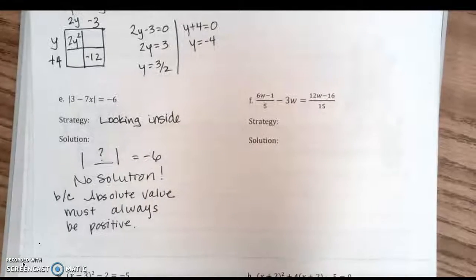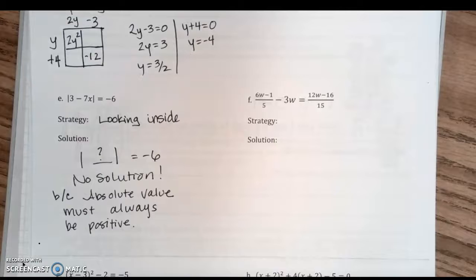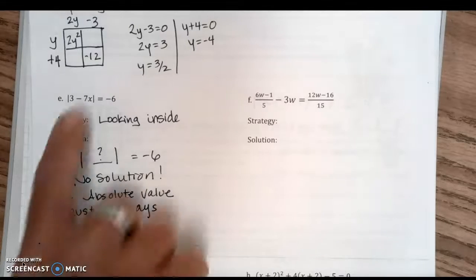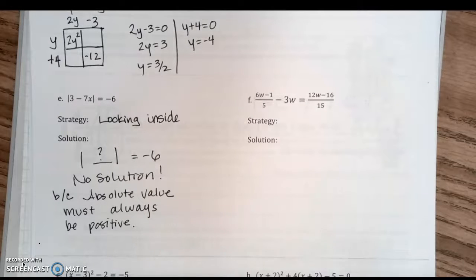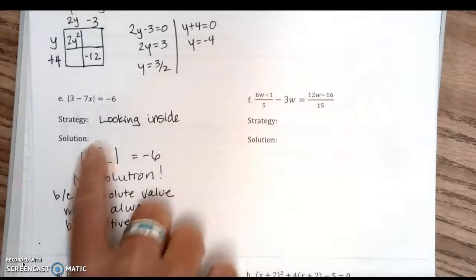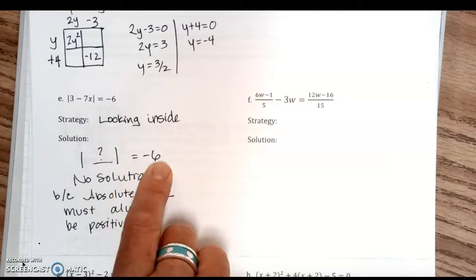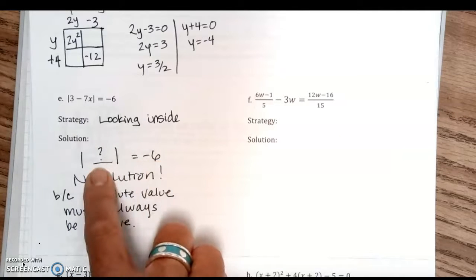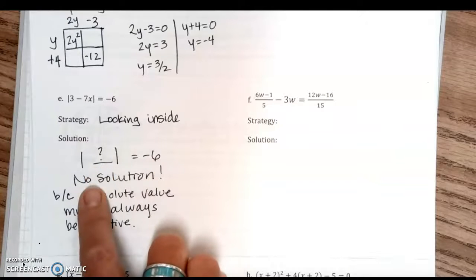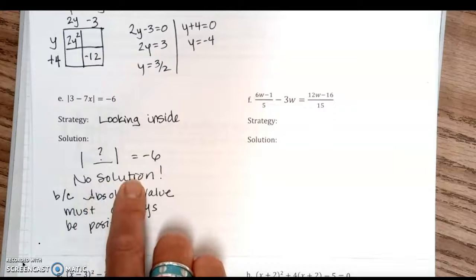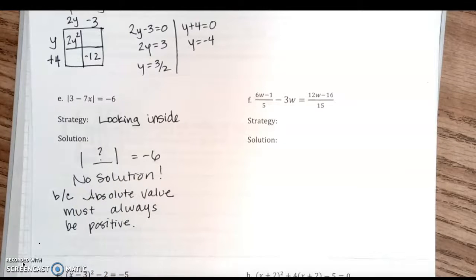E is a good one for looking inside. This is a very special one where we have absolute value. And I would say looking inside is probably best with absolute values, maybe even square roots. So something inside of that absolute value should be equal to negative 6. When you take the absolute value of a number, you're always going to get a positive. So this one's weird because they're trying to trick you. This one is actually no solution because you should always get a positive.